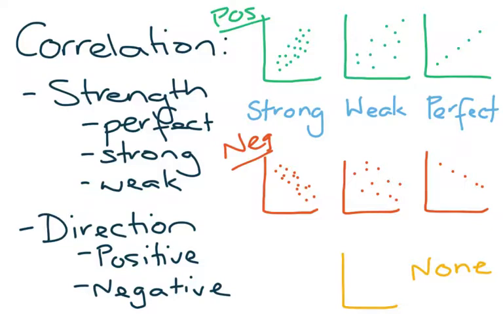Then there are some things where there is absolutely no correlation whatsoever between the variables, and that would be something like this where it's all just sporadic. There's no real pattern to it. You can't see any trends happening. So when we're describing correlation, we always describe it with direction and strength.